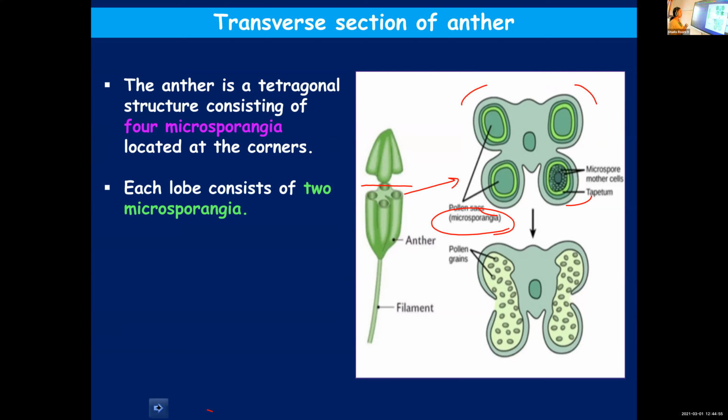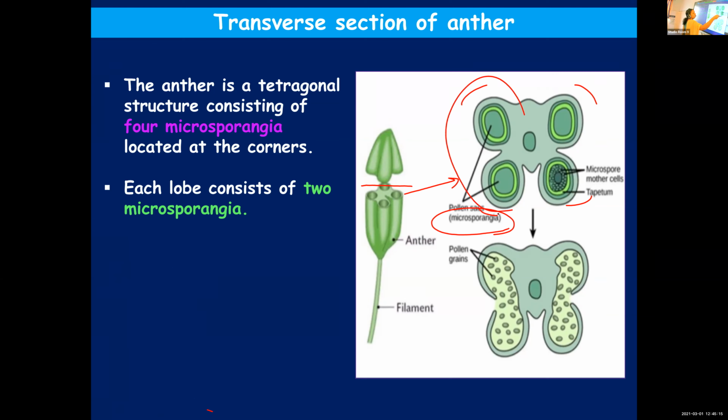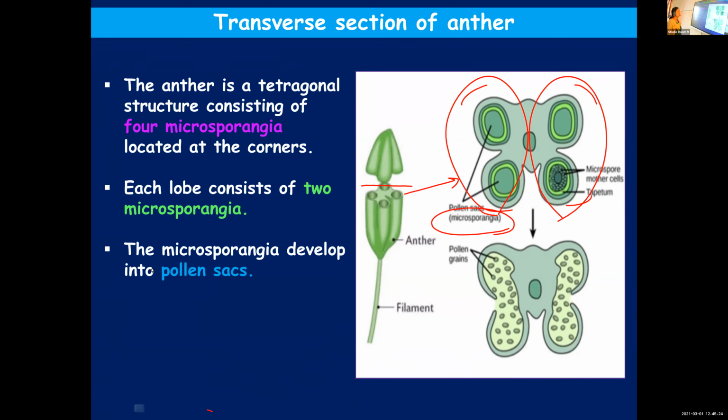Each lobe consists of two microsporangia. So already you know there are two lobes, and in each lobe you can find two microsporangia. Altogether, four microsporangia are present, and these will gradually develop into pollen sacs.